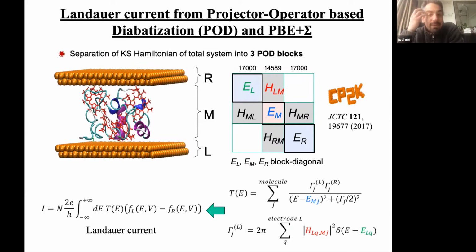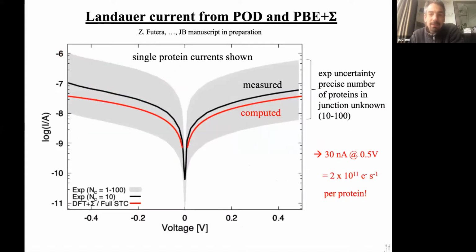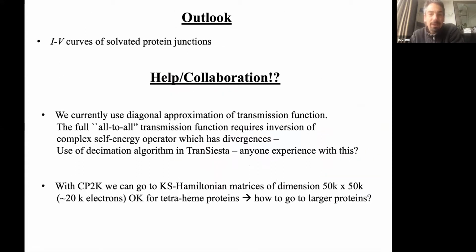We have in the CP2K code implemented a methodology that allows us to calculate at least Landauer currents for these kinds of big systems. That requires huge Hamiltonians because everything is done with DFT, 20,000 electrons, and we have to calculate this Kohn-Sham Hamiltonian to get all the parameters that you need for a Landauer current and for a transmission function. The results look pretty good. Maybe some cancellation of errors going on there, so we're pretty happy.